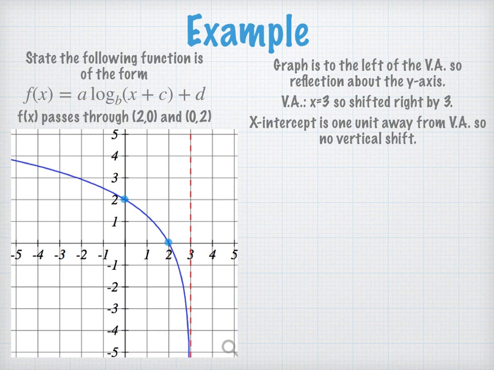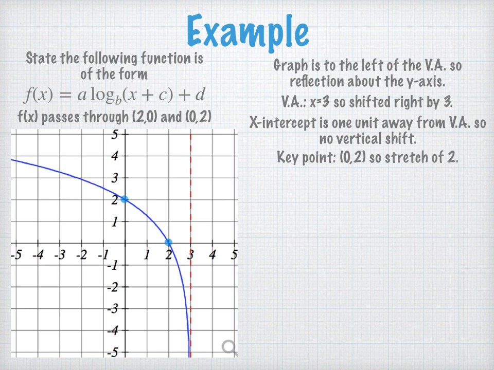Now, our key point is the point (0, 2). So this means our stretch factor is 2. So these are all the things that we want to gather before we start trying to plug things into our function. So we say, is there a reflection about the y-axis? Yes or no? Where's our vertical asymptote? Is our x-intercept just 1 away from our vertical asymptote? And then, where's our key point? The y value of our key point is going to be our vertical stretch.